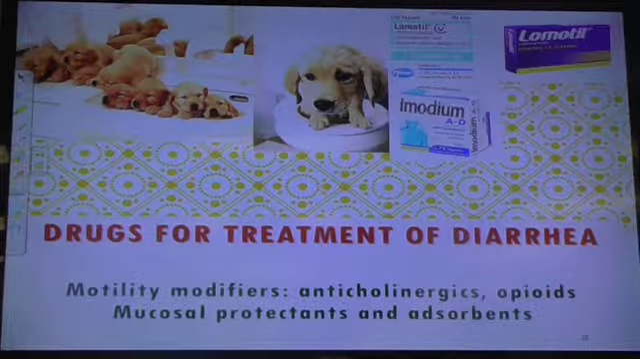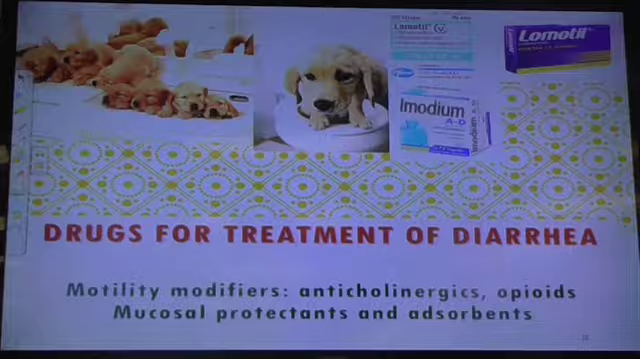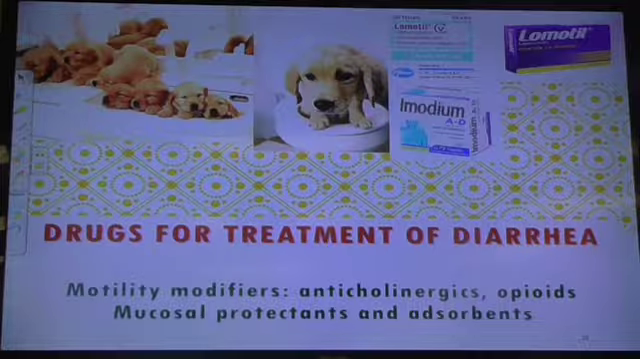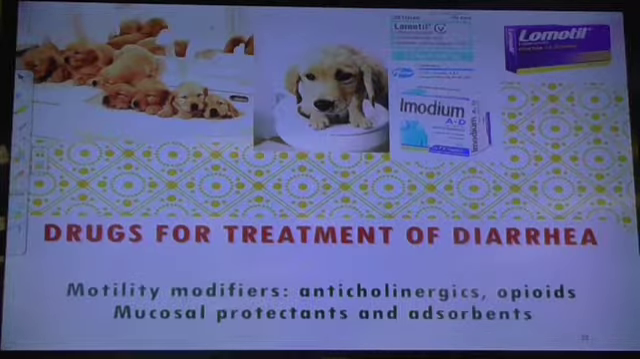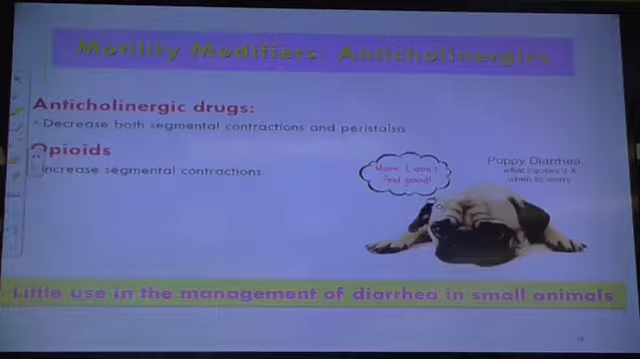Okay. The last drug part from this part is the drug for treatment of diarrhea. For this, we're going to talk only about drugs that modulate the motility of the GI smooth muscle. There are two groups: the anticholinergic drugs and opioids. Anticholinergic drugs can affect both peristalsis and segmental contraction. But opioids increase the segmental contraction, and that slows down the movement of the GI tract.